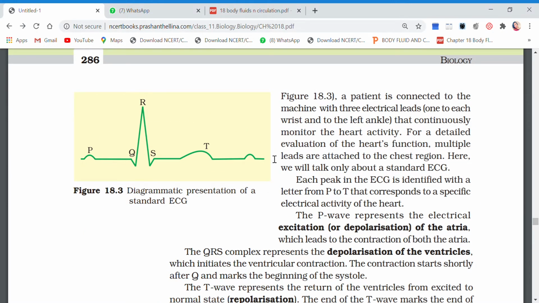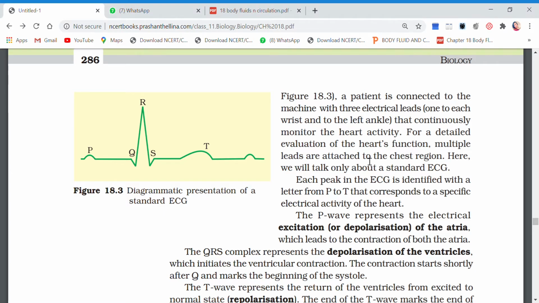So to obtain a standard ECG, this is the figure of a standard ECG. A patient is connected to the machine with 3 electrical leads, 1 to each wrist and the third one to the left ankle. These 3 connections on the patient's body continuously monitor the heart activity. For a detailed evaluation of the heart's function, multiple leads are attached to the chest region.